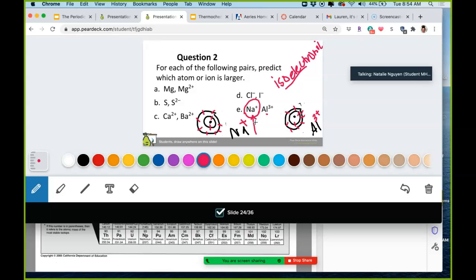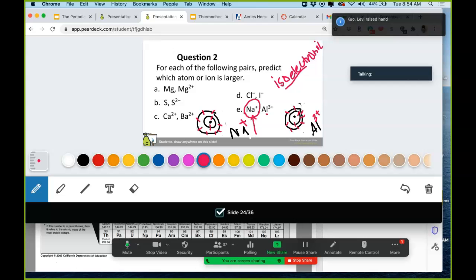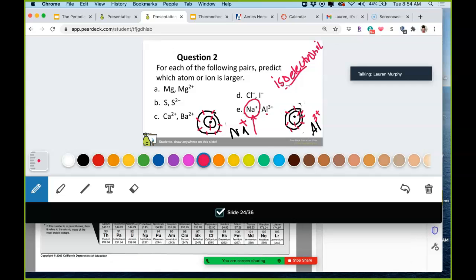Because you took away more electrons for the other one. Okay, so it isn't. So this is kind of a hard concept. So we did recognize that they're isoelectronic, but there's something else we learned yesterday that causes the size of the atom to change. Levi, do you know what it is? Or do you want to guess?